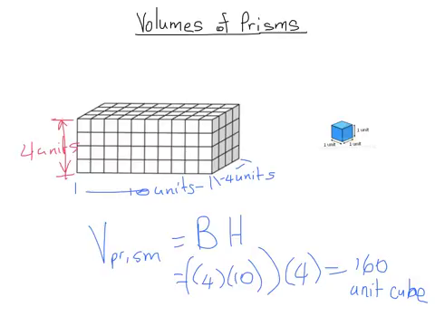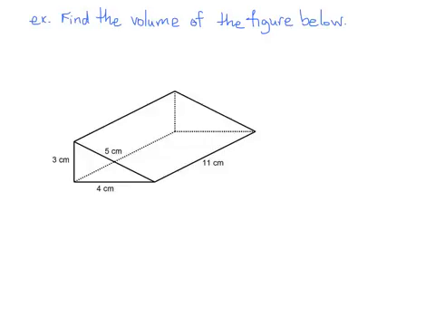Now let's move on to an actual question where we cannot see the unit cube, but we can still use our same formula. All right, so here we have an example, and we're being asked to find the volume of the figure below. And so we already know that the volume for prisms is always going to be equal to the base area times the height of the prism.